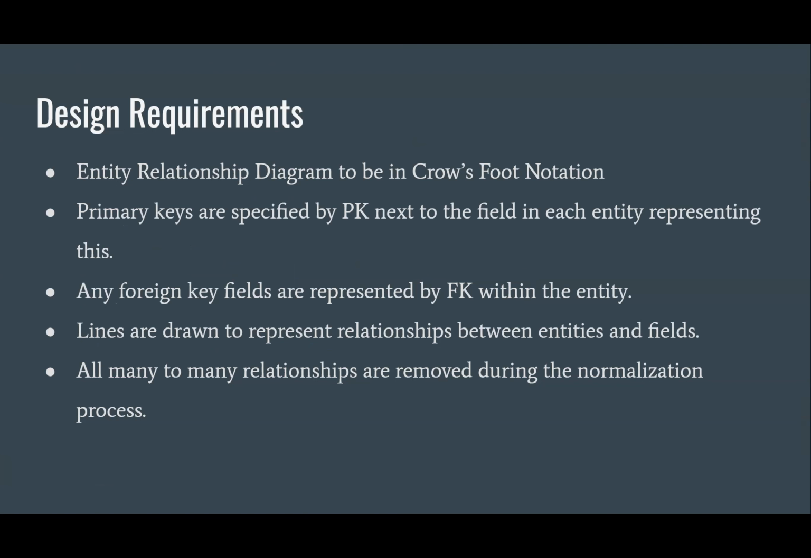Thirdly, lines are drawn to represent relationships between entities and fields. These lines help to establish the type of relationship between entities, whether it's a one-to-one, one-to-many, or many-to-many relationship. Lastly, during the normalization process, all many-to-many relationships are removed. This helps to eliminate redundancy and improve the performance of the database.